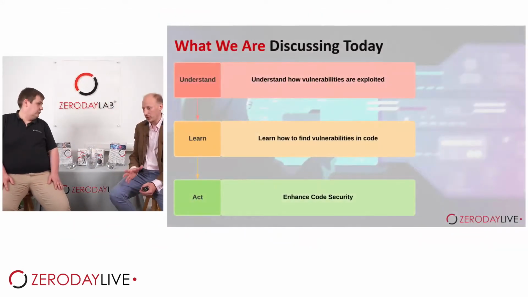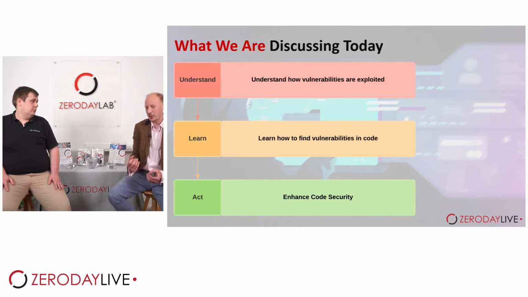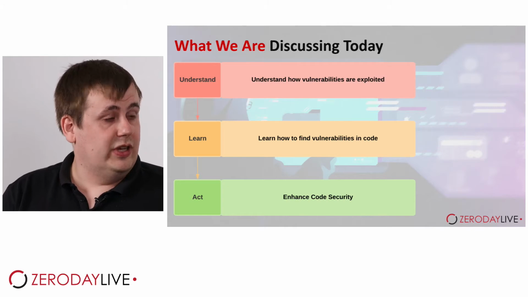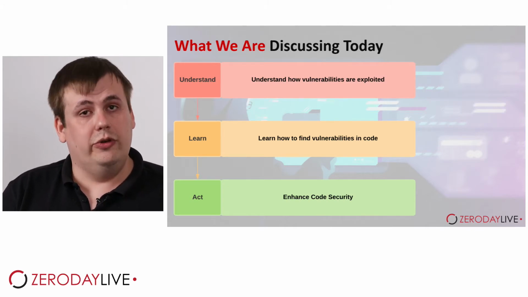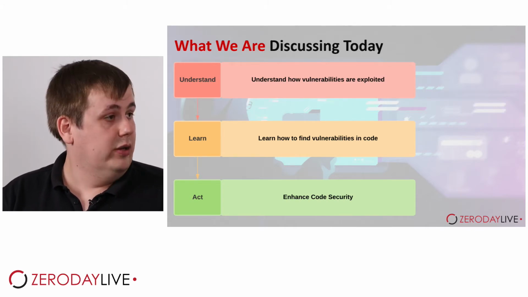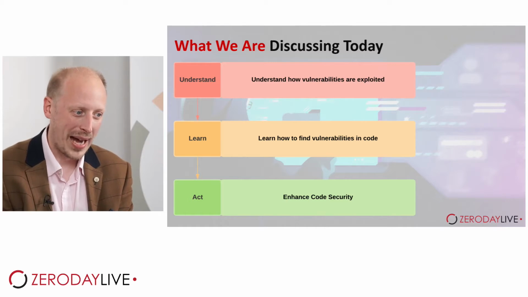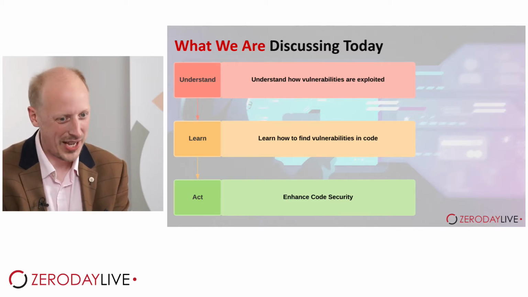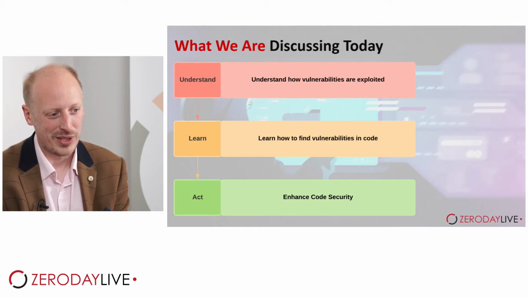Excellent. Well, we have, as I said, a jam-packed session today. We're going to discuss these three topics and the strategy for the outline today. So the first area we're going to talk about is understand, and that's really about how to understand how vulnerabilities are exploited. And the next part is how to learn from these mistakes and how to learn from vulnerabilities in general and what we can do to then enhance, so act and enhance the security of the code and the tactics and techniques to improve that moving forward in the development lifecycle.